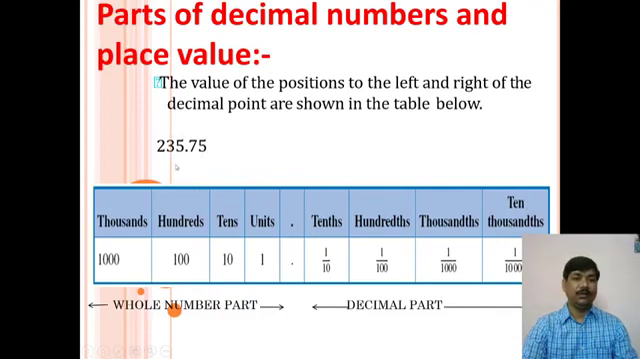So in this number, 5 is in the ones place, 3 is in the tens place, and 2 is in the hundreds place in the left part, and 7 is at the tenths place, and 5 is at the hundredths place. So now we can identify the whole number part and the decimal part of the decimal number. The left part of the point is the whole number part, and the right part of the point is the decimal part.